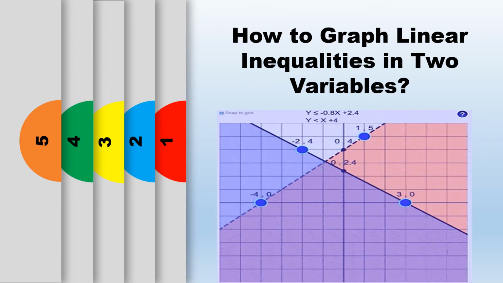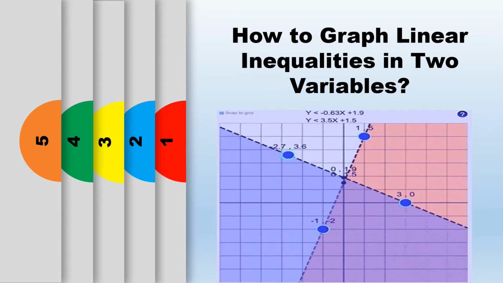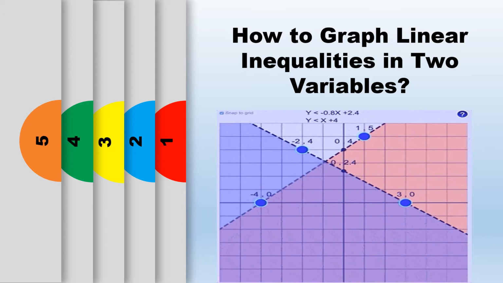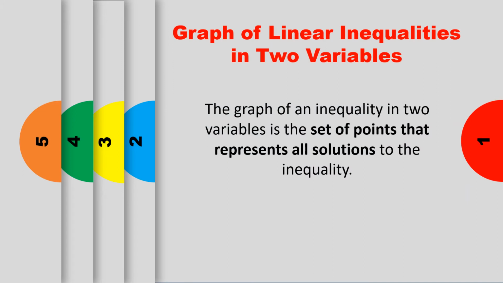How to graph linear inequalities in two variables in very simple steps. But before that, we have five points that we need to understand and consider in constructing the graph of linear inequalities. First, we should know what its graph is. Be reminded that its graph is a set of points that represents all solutions to the inequality. Remember that it must contain not only one point but a set of points.